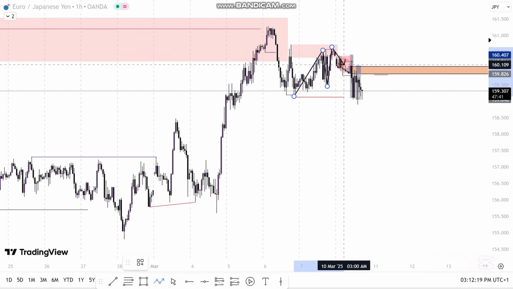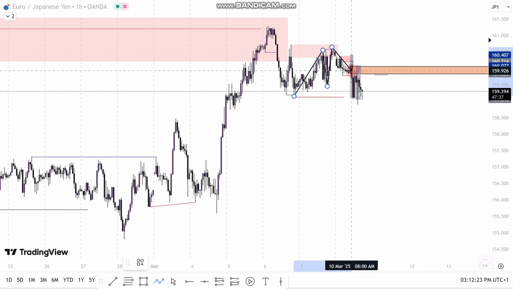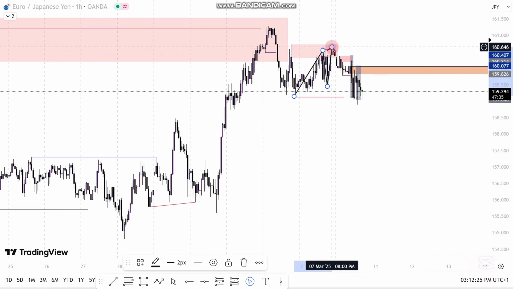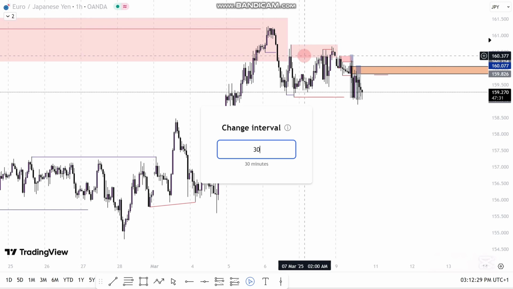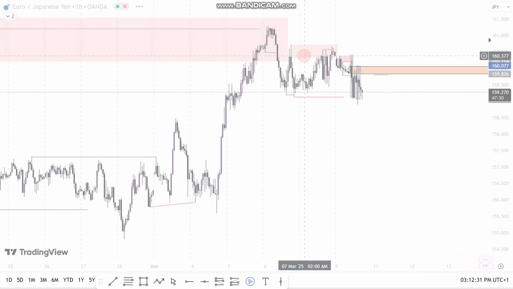So I was just watching to see whether I can get the change of character on the 15 minutes, okay. So I was just looking, okay, I needed to get this supply first, which I got at the 30 minutes time frame.